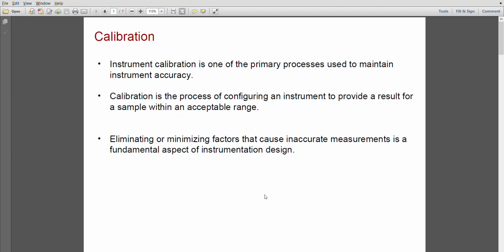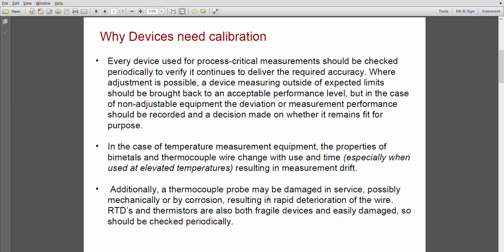Why do devices need calibration? Every device used for process critical measurement should be checked periodically and routinely to verify if it continues to deliver the same required accuracy. Where adjustment is possible, a device measuring outside of expected limits should be brought back to the acceptable tolerance level or performance level. But if there is non-adjustable equipment, the deviation of measurement should be recorded and the decision should be made by the person who is using the instrument to measure the quantity.